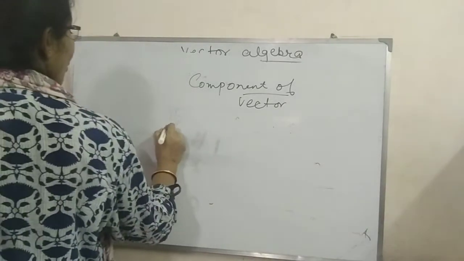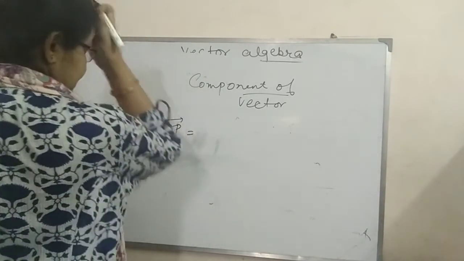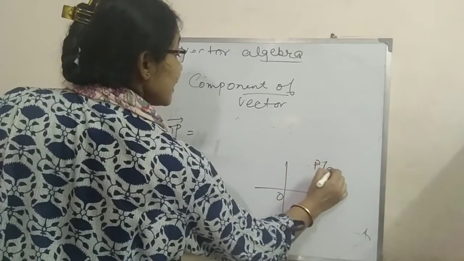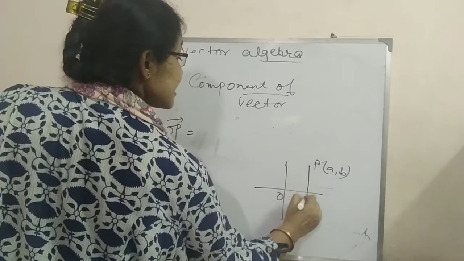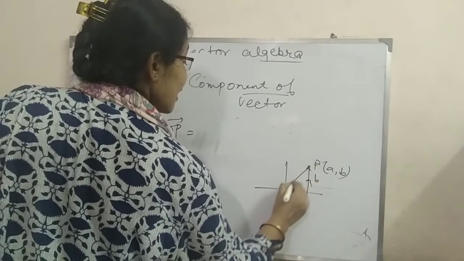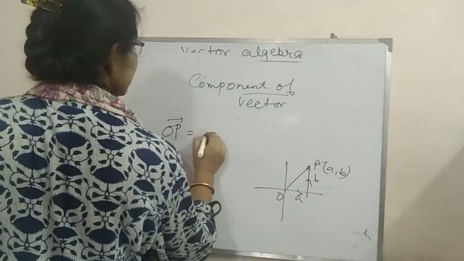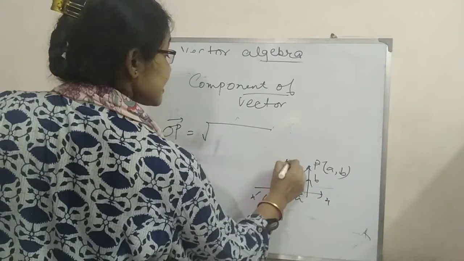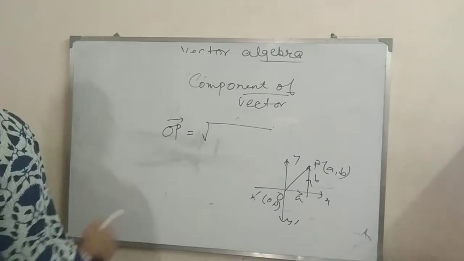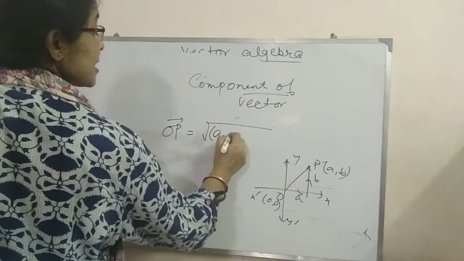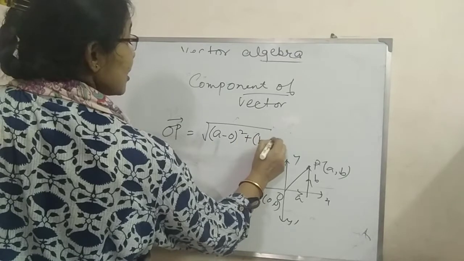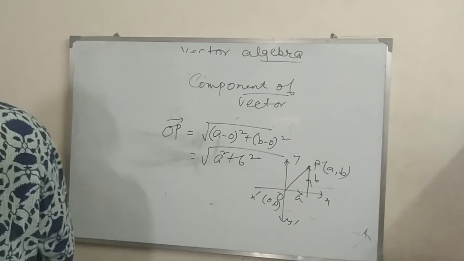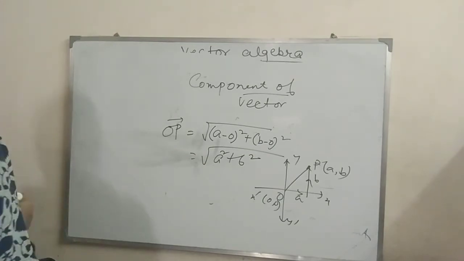And OP equal to, this is the picture, OP, AB, this is A, this is B. OP equal to distance of OP, this is X, this is X dash, this is Y dash. I know from distance formula this is equal to root over A square plus B square. Okay.